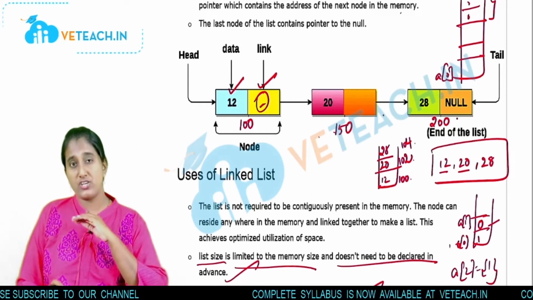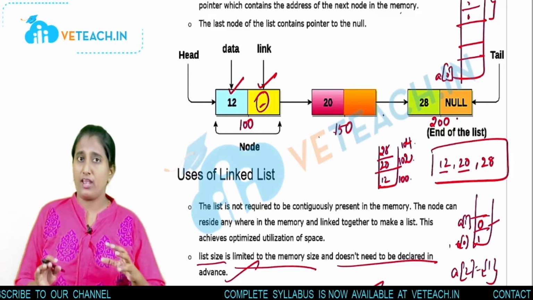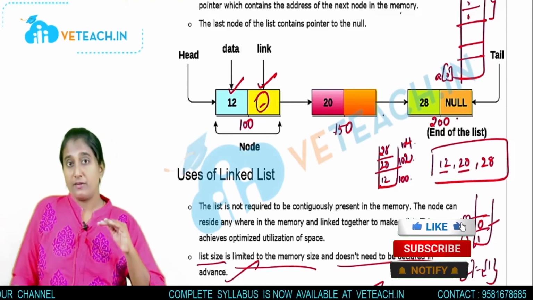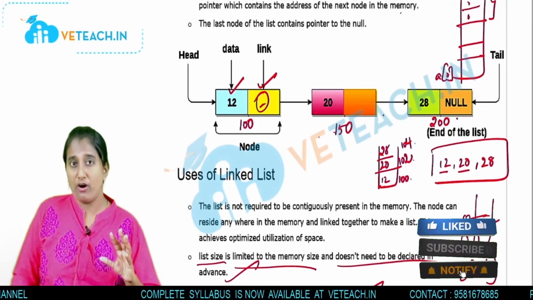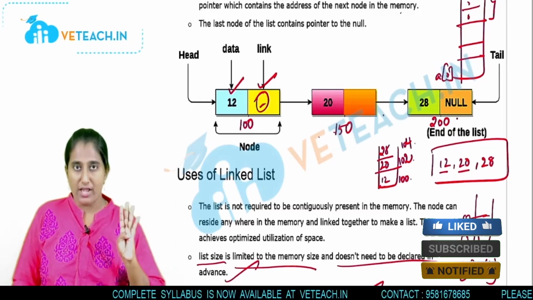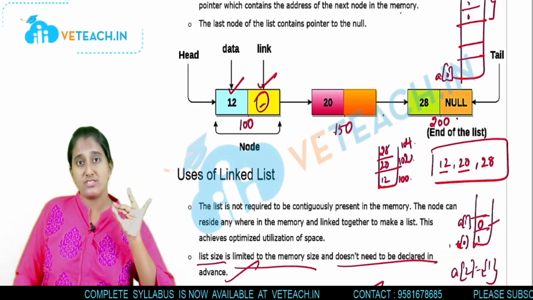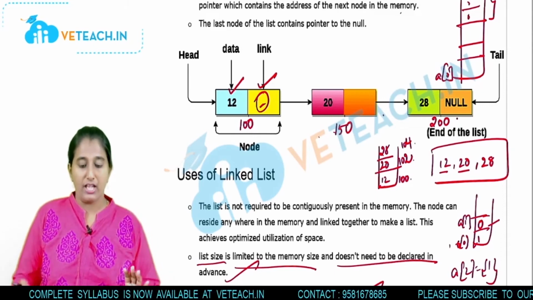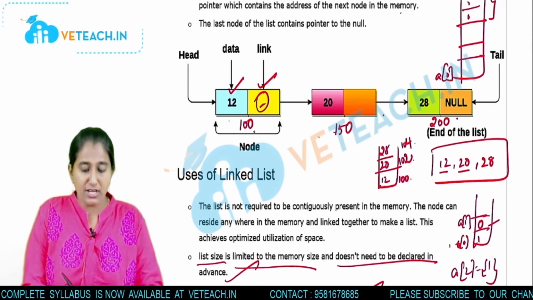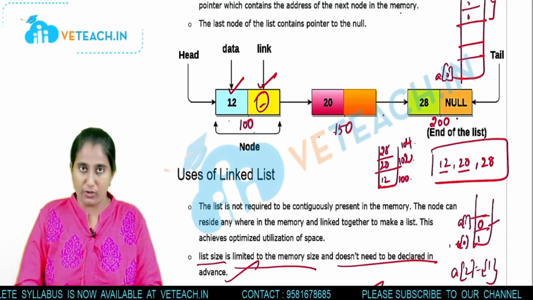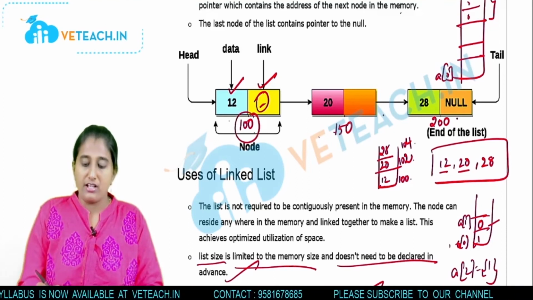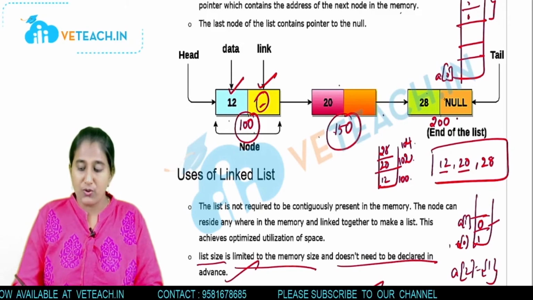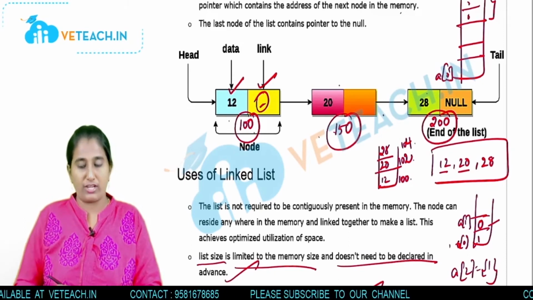See, the functionality should not change. Wherever you want to store, you can store, but the order should not change. What is the order? I have given 12, 20, 28. So this order should be maintained in the linked list also. So see, 12 has been created somewhere in the 100 location. Let us assume 20 is located in the 150 location. 28 is located in the 200 location.